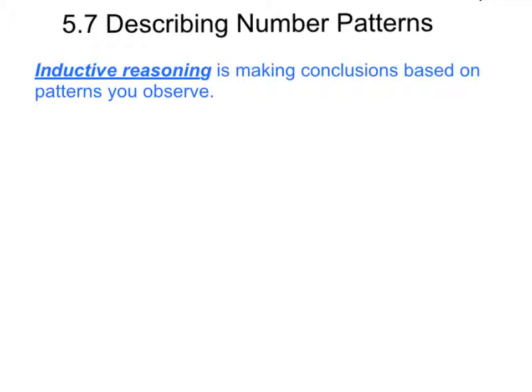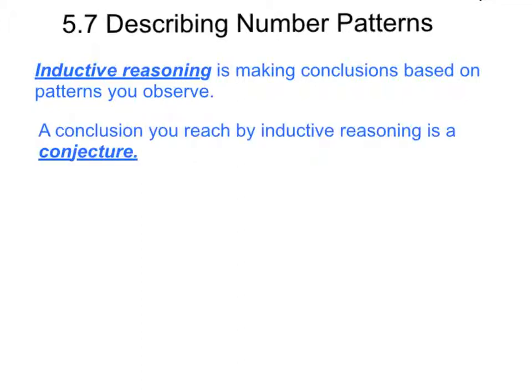Now, inductive reasoning is making conclusions based on patterns you observe. So a pattern that you observe, and then you make a conjecture or a conclusion based off that, you are using inductive reasoning. A conclusion that you reach by inductive reasoning is called a conjecture. So inductive reasoning is the process of making a conclusion based on patterns you observe, and the conclusion that you make is called a conjecture.